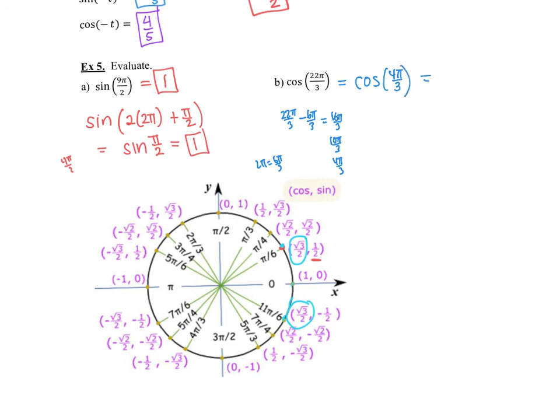4 pi over 3 is on the unit circle. So if I go to 4 pi over 3 and look at the cosine or the x value, I would get negative 1/2 as my value. Okay, that's one way to do it.